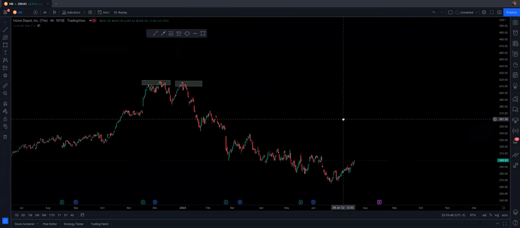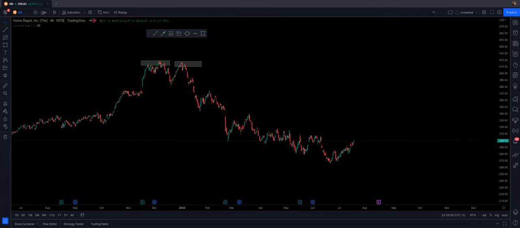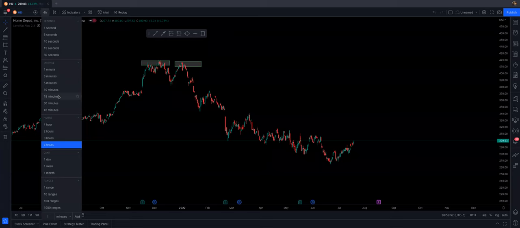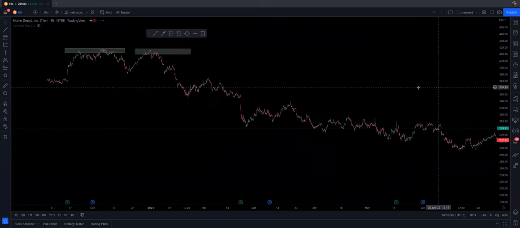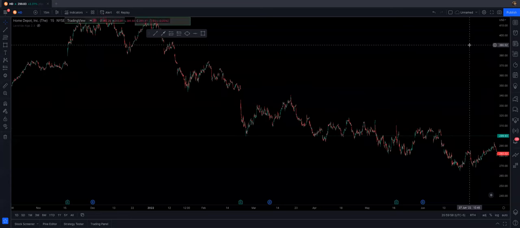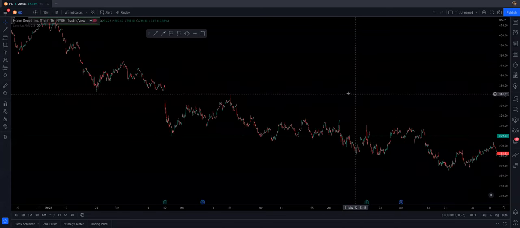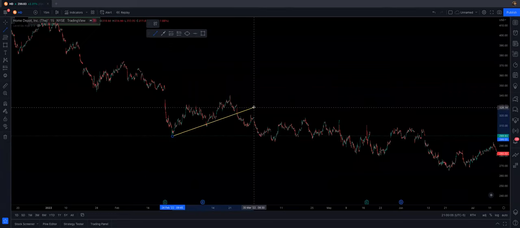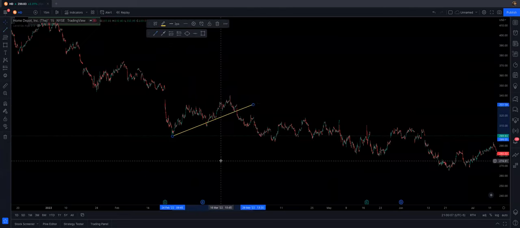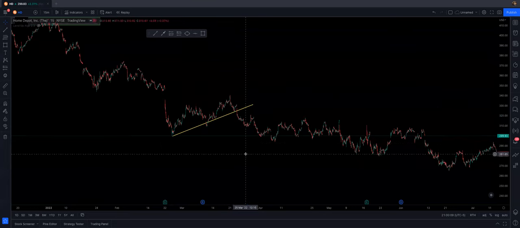Here go a good trail. Oh no, it looked good from a distance. Let me see if I can find that on the lower time frame. Let me go to the 15 minutes and see if I can find that setup. So the 15 minute has kind of the best trail lines. That was a decent one.